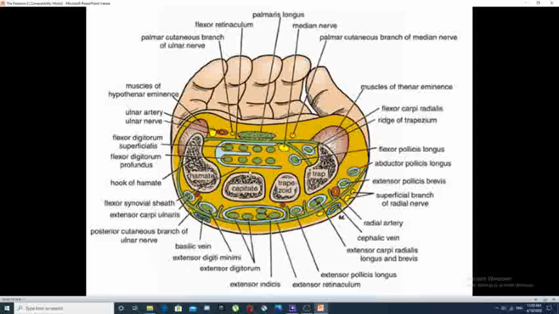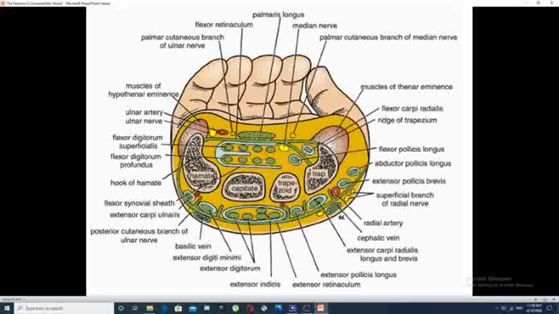Transverse section through the wrist joint shows the carpal bones: hamate, capitate, trapezoid, trapezium. This is the flexor retinaculum. You can see there are multiple tendons of the muscles that pass behind, or deep to, the flexor retinaculum as they pass from the forearm to reach the fingers and the hand.